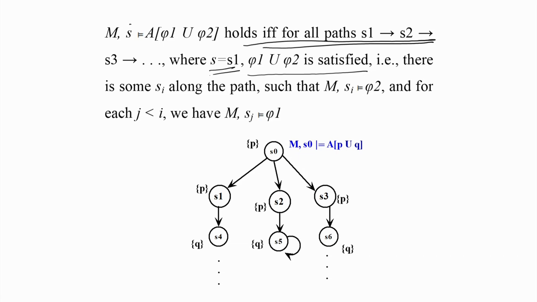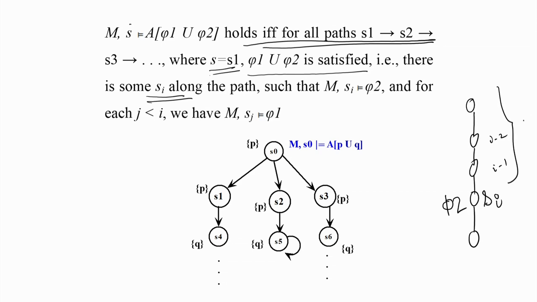What does it mean? That means we are going to get some S i along the path. So, we consider all possible paths, and along the path we are going to get some S i where phi 2 is true in this particular S i. And for each j less than i, so this is i minus 1, i minus 2 like that, all those S j model phi 1. That means phi 1 must be true in all those previous steps. So, we have to get some S i along the path such that M, S i models phi 2, and for each j less than i, we have M, S j models phi 1. Then we can say that M, S models A phi 1 until phi 2.